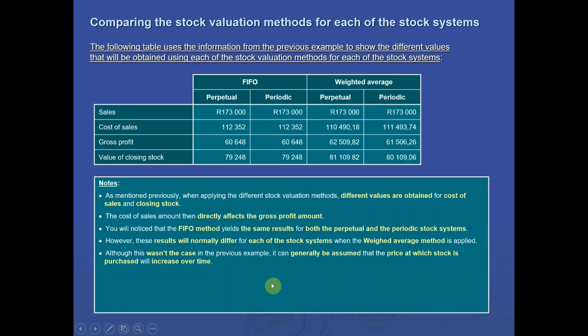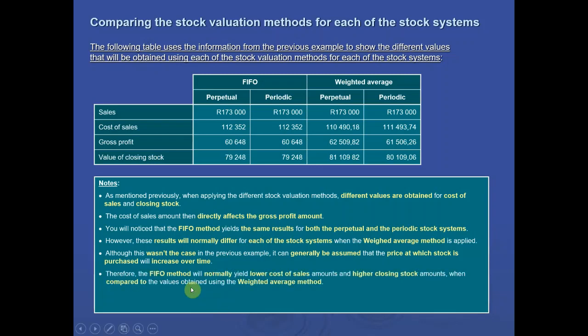will increase over time. We know it's due to the effect of inflation. Therefore, the first in, first out method will normally yield lower cost of sales amounts and higher closing stock amounts when compared to the values obtained using the weighted average method. The reverse could be true if the prices over time in fact reduce and you have deflation. In general, these differences will be less noticeable if the weighted average method is being applied by a business that uses the perpetual stock system.